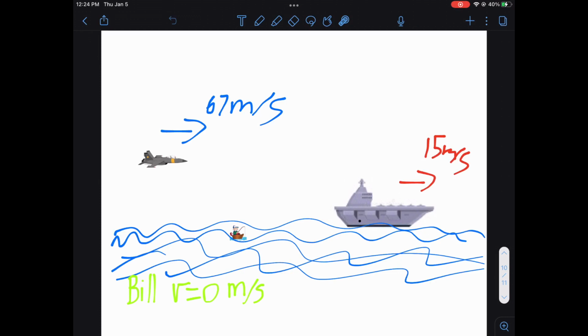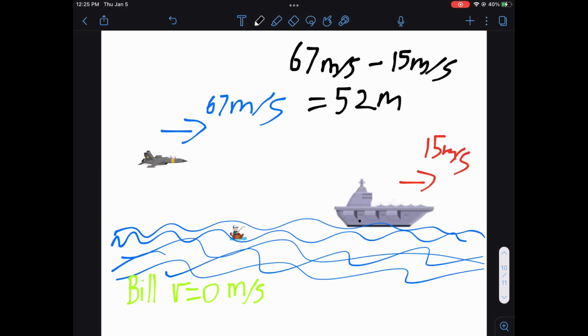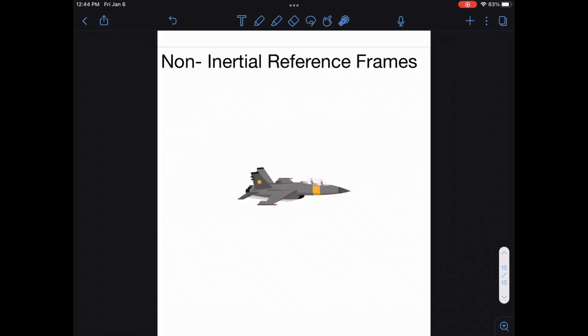The landing speed of the F-18 on an aircraft carrier is about 67 meters per second, and the average operational speed of the aircraft carrier is 15 meters per second. This means due to the relative velocity in the different reference frames, the aircraft witnessed the ship traveling at only around 52 meters per second. While Bill, the fisherman, not traveling at any speed, will witness the aircraft passing him at around 67 meters per second.